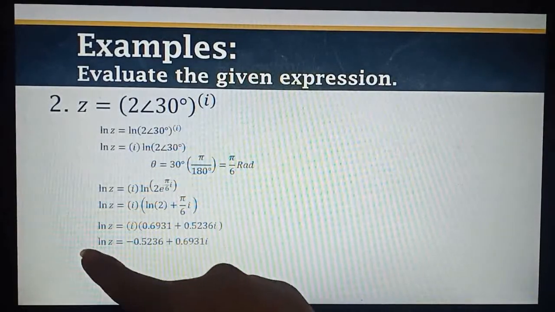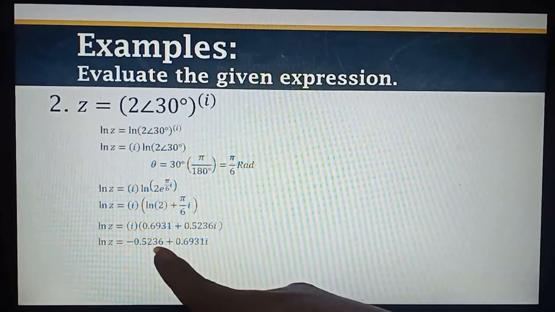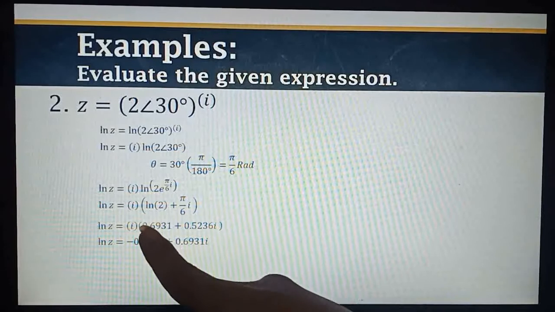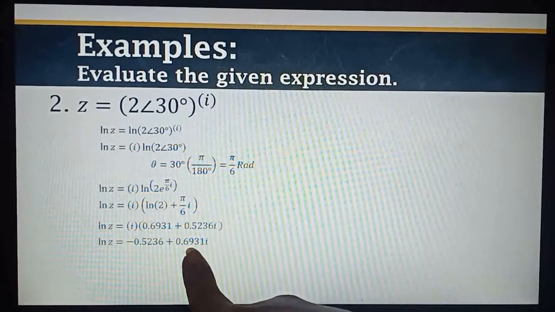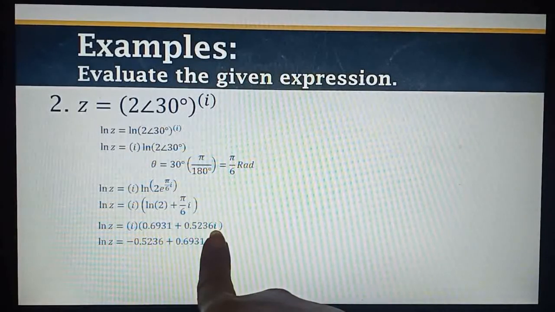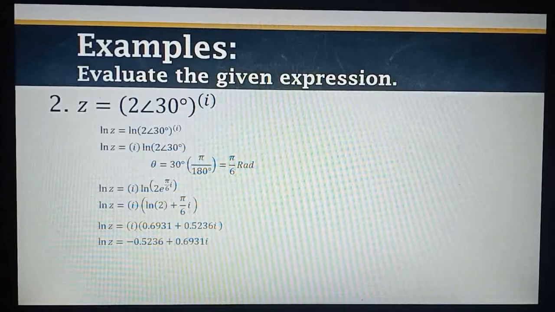So ang mangyayari, ln of z now is negative 0.5236 plus 0.6931. So ito, magkakaroon ng I, magiging imaginary. So I multiplied to I, that is negative 1 multiplied to this. So yun ngayon yung magiging real part natin.